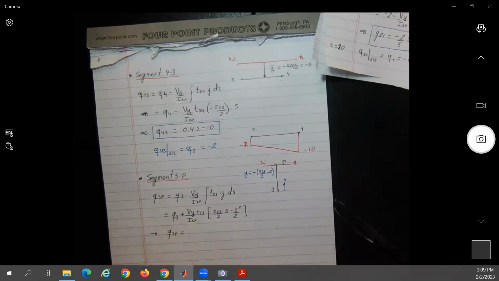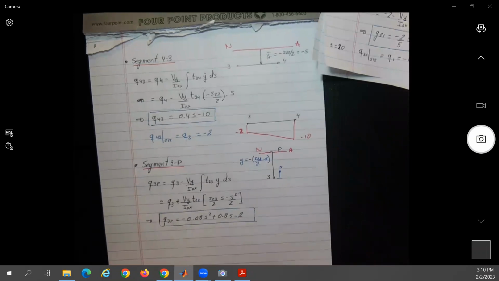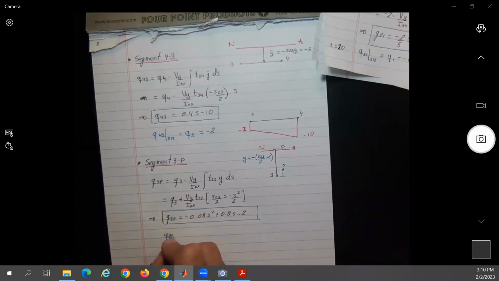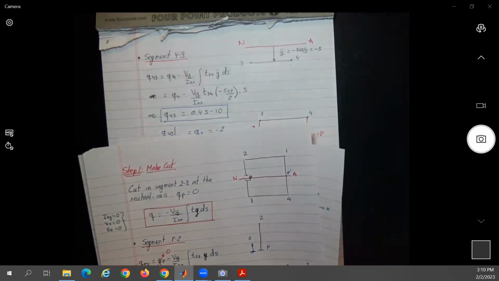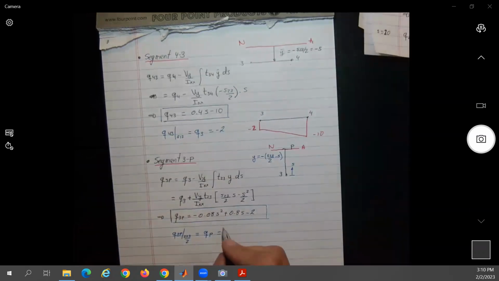The equation for that will be minus 0.08 S squared plus 0.8 S minus 2. Okay, so finally, if you want Q3P at distance S23 divided by 2, is equal to the QP, that should be equal to what? What should QP equal to? 0, because it's the location where we made the cut. So this should be equal to 0. We didn't make a mistake, that gives you 0. And that's what we're getting here, okay?